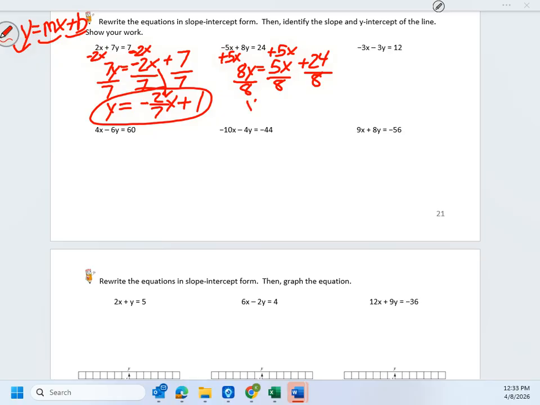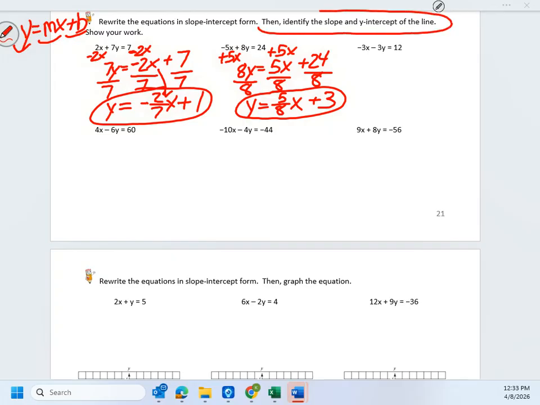Y equals 5x plus 3. Perfect. Now, I'm looking at our two answers that we've given so far, and I realize I forgot to follow the directions. What direction did I forget to follow, Finley? Identify the slope and the y-intercept of the line.